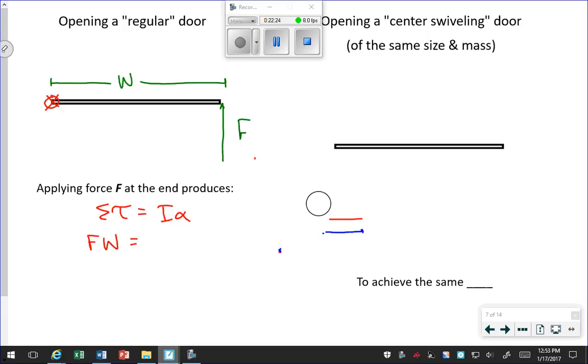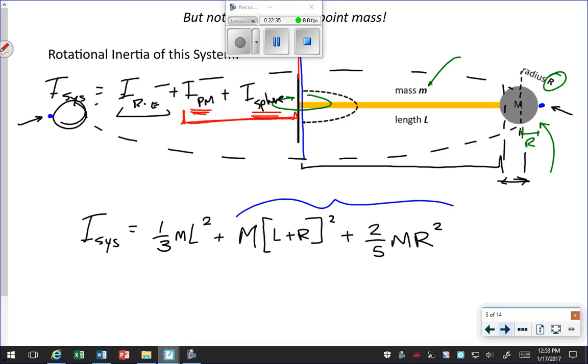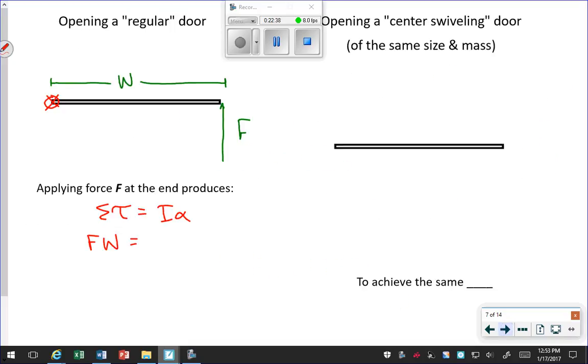So anywho, door about end is rod about end is, there we are, 1/3 ML squared. So 1/3 M, well, L is actually for us W. So there's I and then alpha. Well, notice we get rid of a W and a W, and we get an expression for this door's angular acceleration, which is 3F over MW.